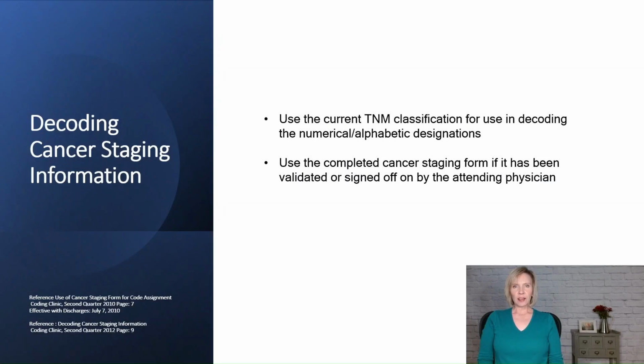When the physician has documented the TNM stage in the medical record, coders can decode the numerical alphabetic designation of the cancer stage to assign diagnosis codes. Additionally, if the cancer staging form is present in the record and has been validated or signed off on by the attending physician, coders can use it for coding purposes.